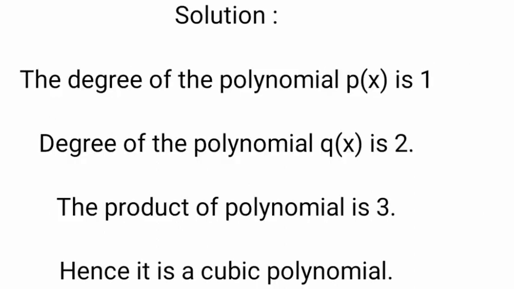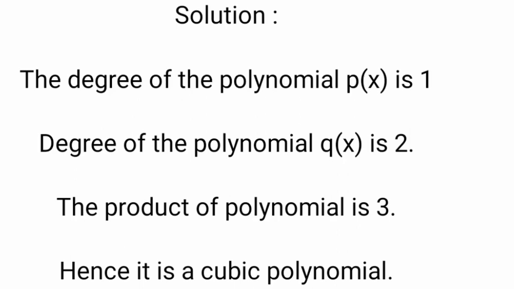Solution: the first given value is that the degree of the polynomial p of x is 1. The second given value is that the degree of the polynomial q of x is 2. Then find p of x into q of x. For the product of polynomials with the same variable, we add the powers. Therefore x power 1 into x power 2 gives 1 plus 2 equals 3. Therefore the degree of the product polynomial is 3.